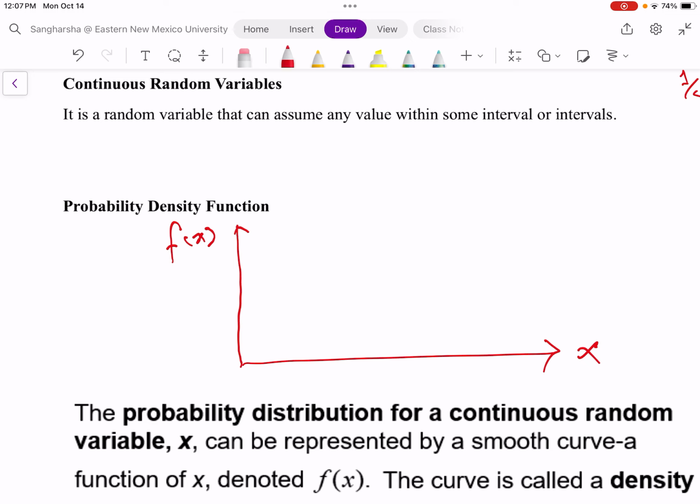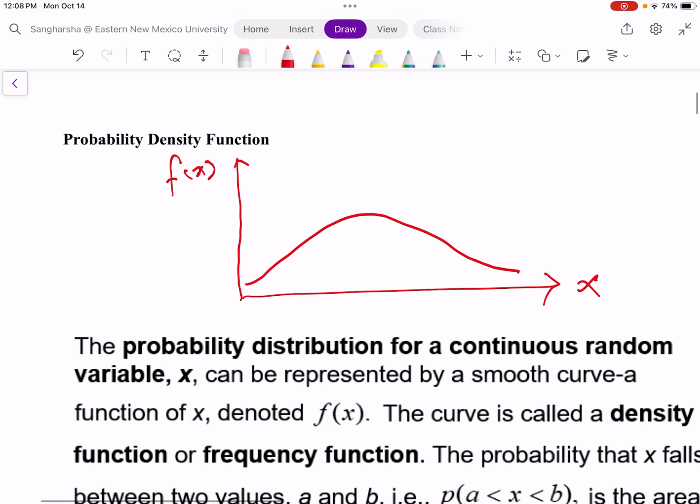It can be any curve. We have been using this bell-shaped curve. This smooth curve is the representation for a continuous random variable. For the discrete random variable we use a histogram. We also had a table, or we can use a graph where we have the vertical line to represent the probability. But for the continuous random variable we will have a curve.